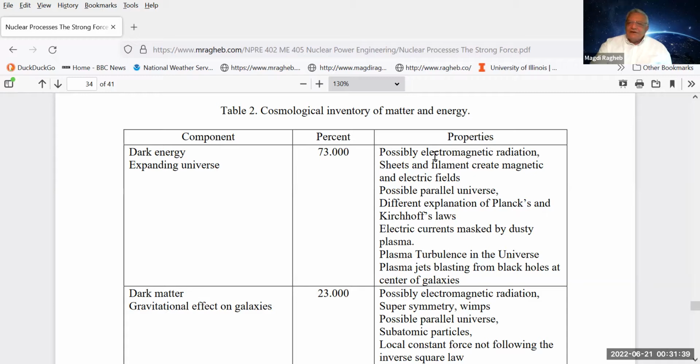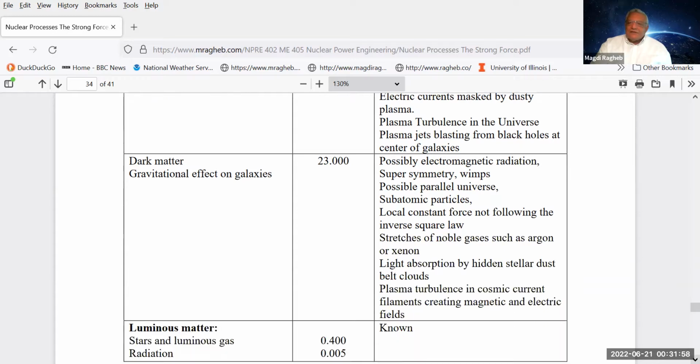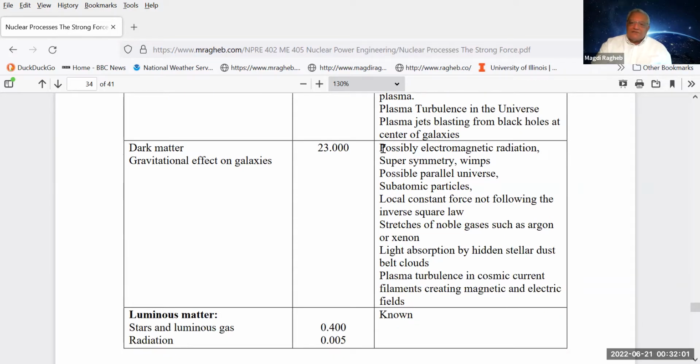and dark matter. However, people have other theories that suggest maybe sheets of filaments, possible parallel universes, electric currents made up by dusty plasma, plasma turbulence in the universe, plasma jets blasting from black holes at the center of galaxies would be the source of the dark energy. And again, dark matter can be explained on the basis of that conjecture, in fact, that radiation can reverse itself from mass to radiation, but radiation can reverse itself into mass properties. So I put on the top here, possibly electromagnetic radiation.